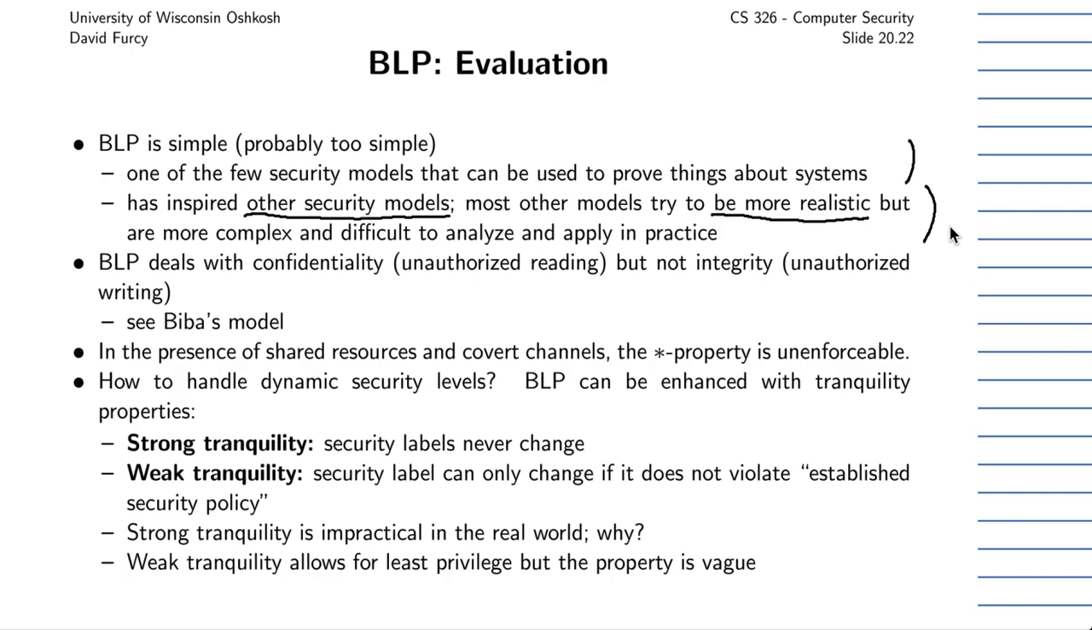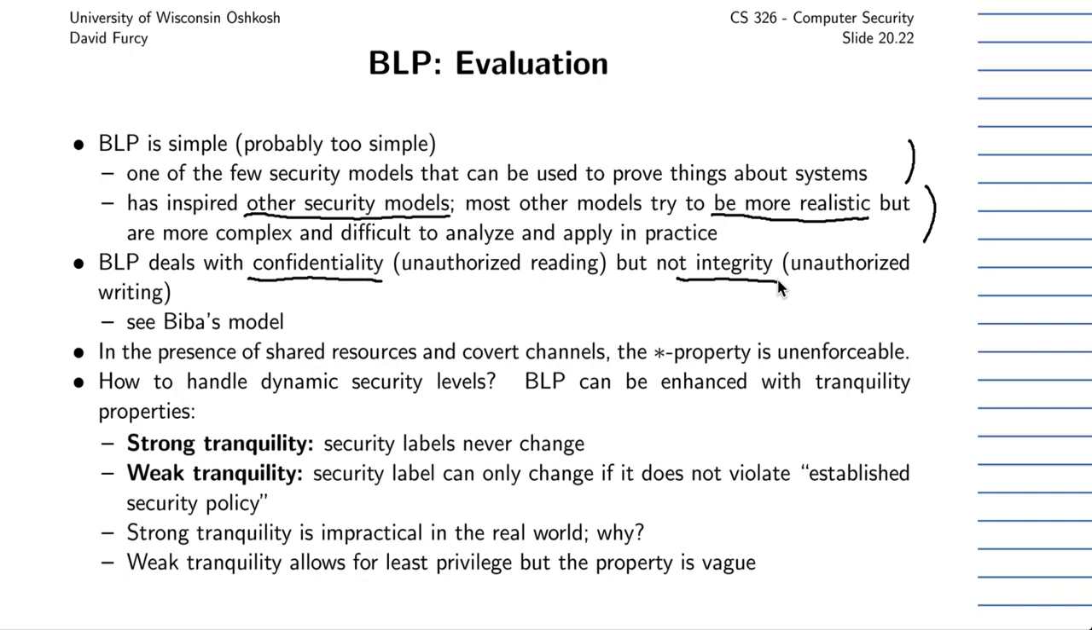So another main feature of the BLP model, as I've already discussed, is that it really focuses on the security goal of confidentiality. What it's trying to enforce is that there is no unauthorized reading of information. It's trying to limit the chances of disclosures. But what it's not focusing on is the other security goal, the second one in the CIA triad, integrity: the unauthorized writing or modification of resources or documents.